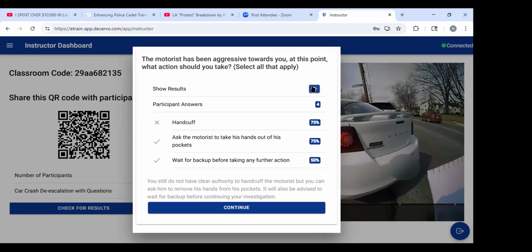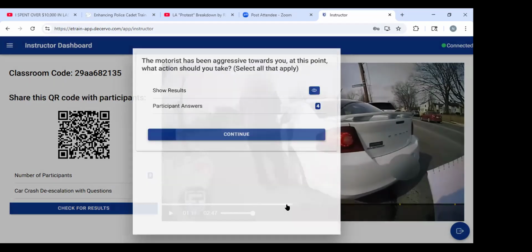Or whether a tactical decision, whether just waiting for backup, 50% of the class, why they chose that versus half not. So those are great ideas for ways to do it. And you've got the explanation as it's written down there at the bottom is what's there right now, but you can modify that just like you can modify any kind of wording, ask the motorist to take his hands out of his pockets or however you'd want that to be phrased. Okay. You're going to continue there to keep going.